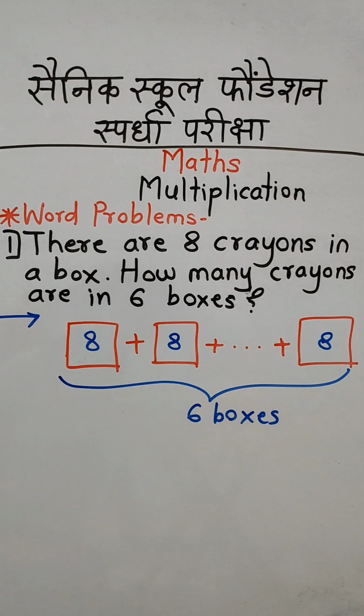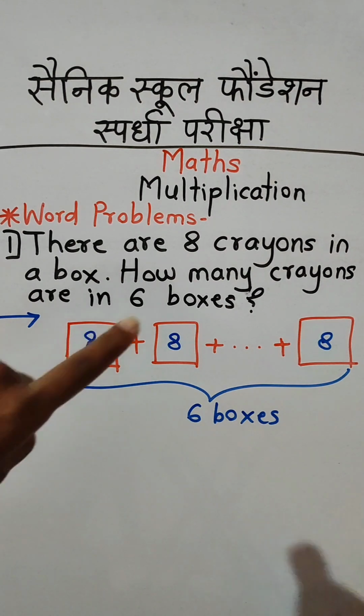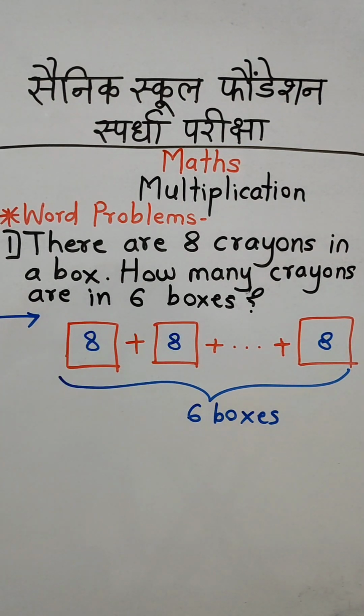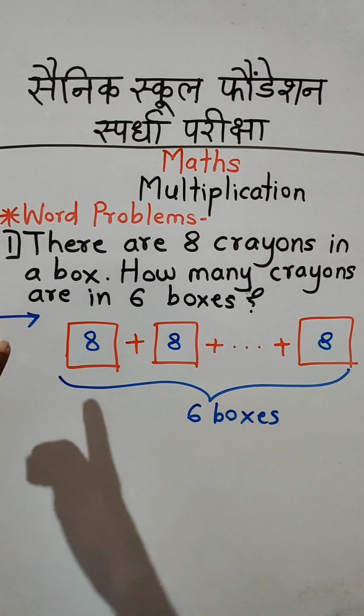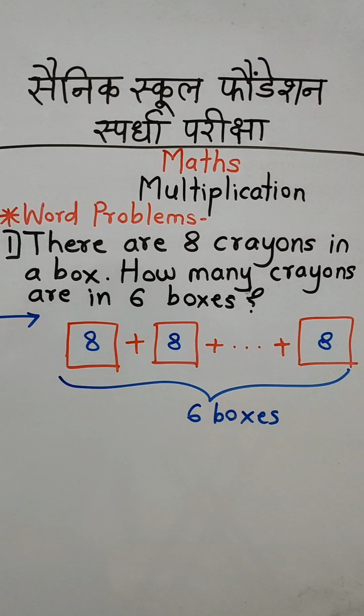So to find the total number of crayons, we should add the number of crayons in every box. That means the number of crayons in 2 boxes will be 8 plus 8, and the number of crayons in 3 boxes will be 8 plus 8 plus 8. That is, 3 times 8 we are going to add. So here we are finding the total number of crayons in 6 boxes, so we should add this 8 six times. That means we are repeatedly adding the same number, and that is nothing but multiplication.